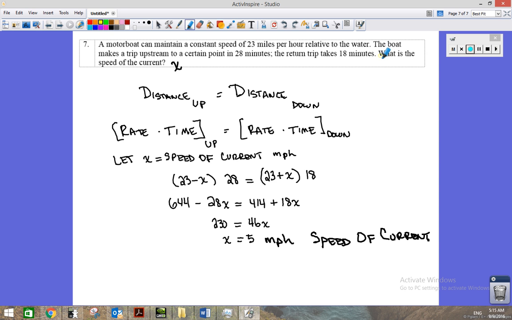And that's all it asked for. What's the speed of the current? 5 miles per hour. So you can see that at 5 miles per hour, when you're going downstream, you're moving at 28 miles per hour, and going upstream, you're moving at 18 miles per hour. All right, so I hope that helps.